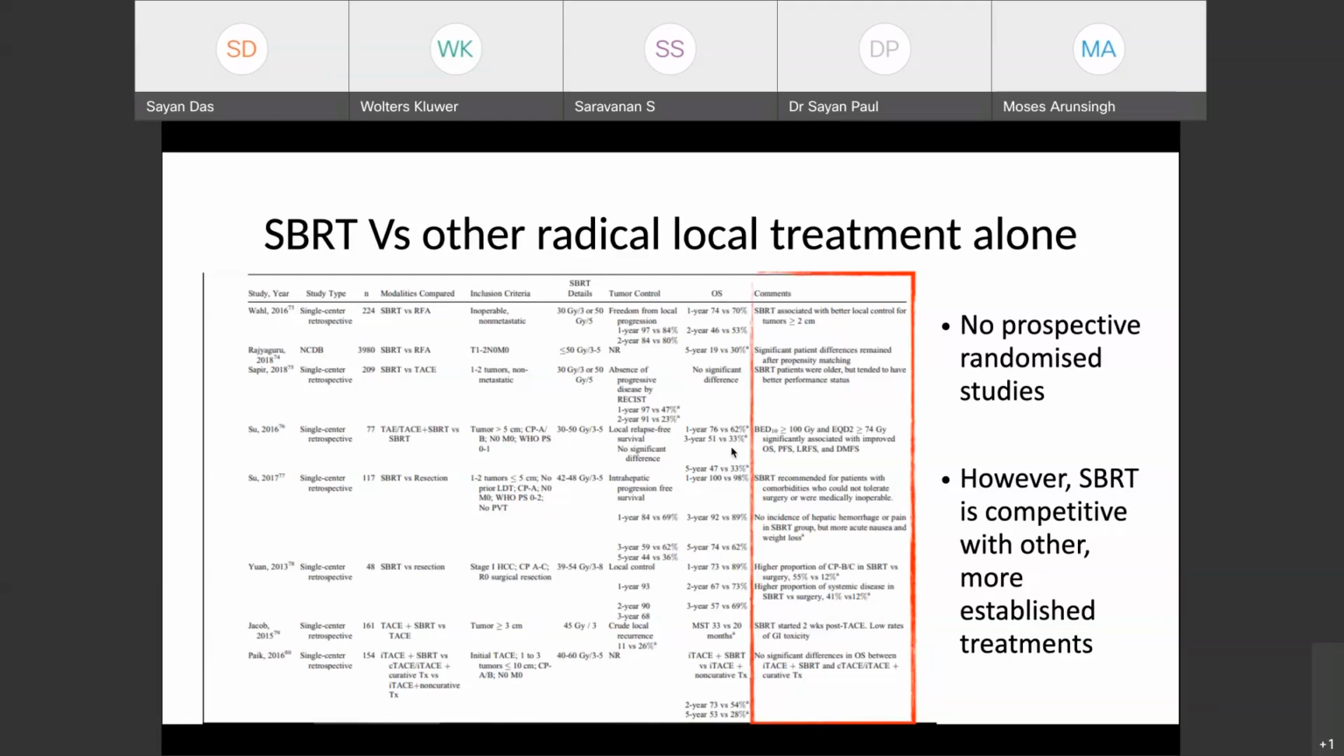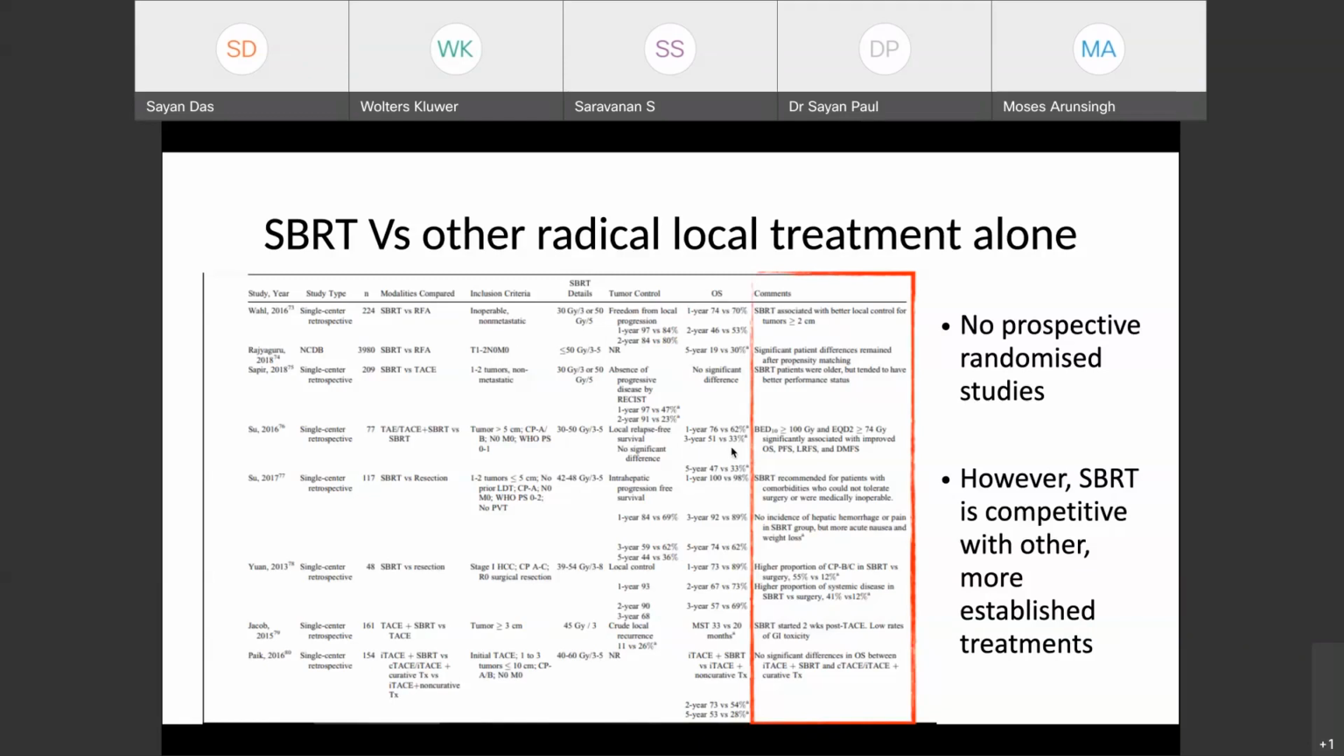Compared to RFA, SBRT shows better local control for tumors more than 2 centimeters in size based on retrospective data. As I said, you need to deliver at least more than 70 to 80 gray to have optimal local control.